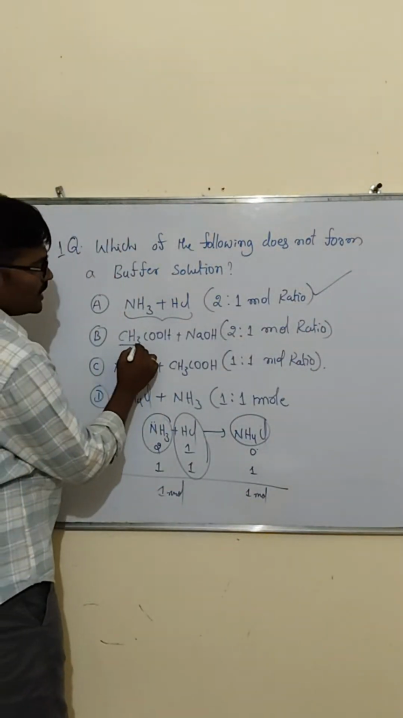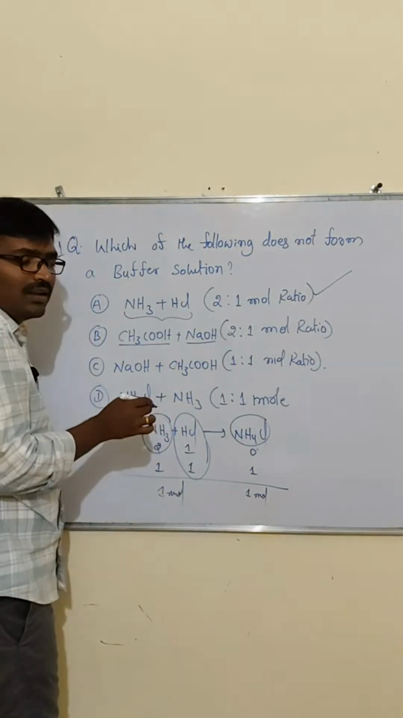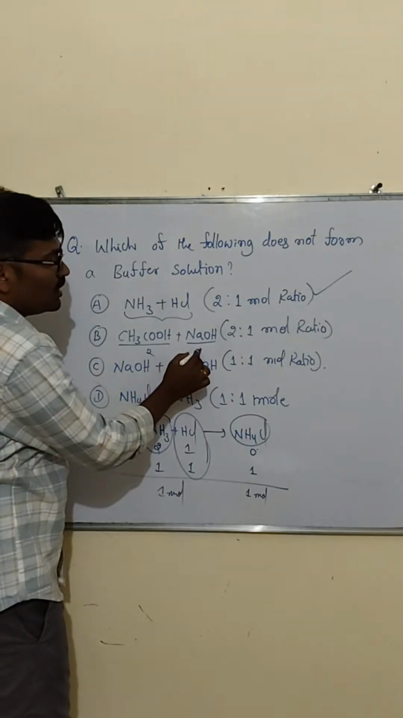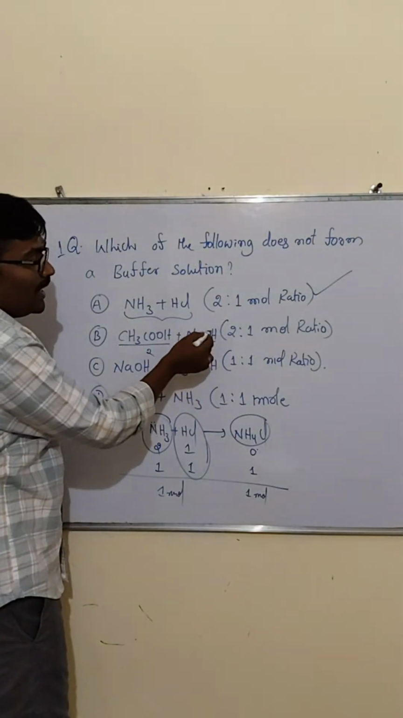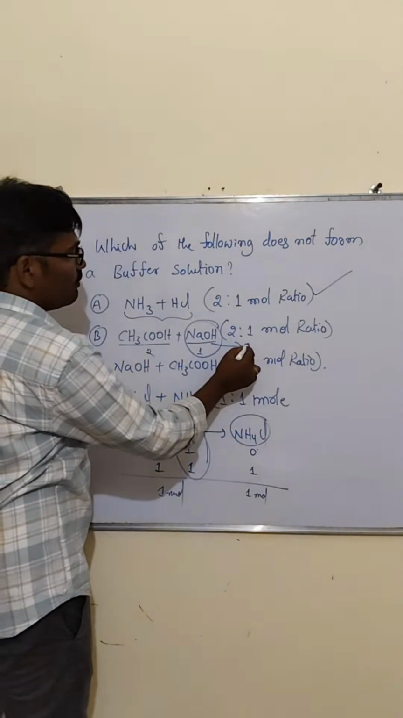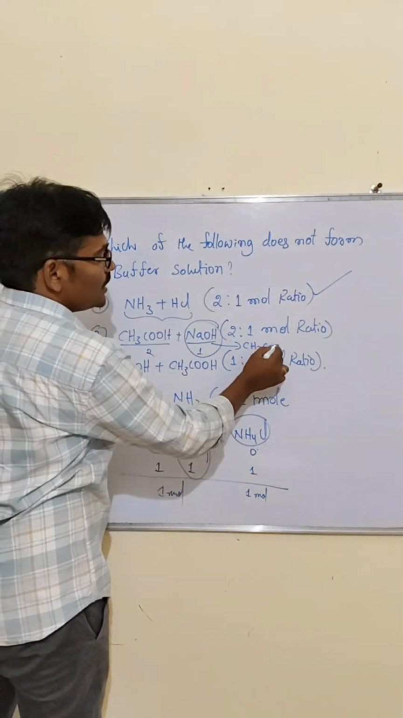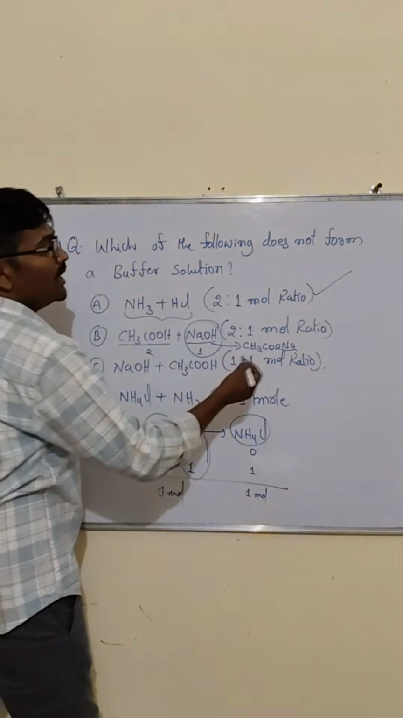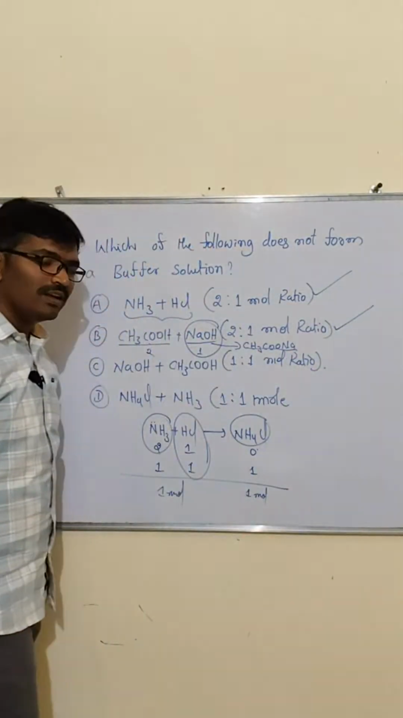Then next, weak acid and strong base, both are there, as we discussed previously. In case 2 moles of this and 1 mole of this, the 1 mole is completely consumed. Then what will be formed? CH3COONa. Then salt and weak acid, both will be there. Even this is also a buffer, right?